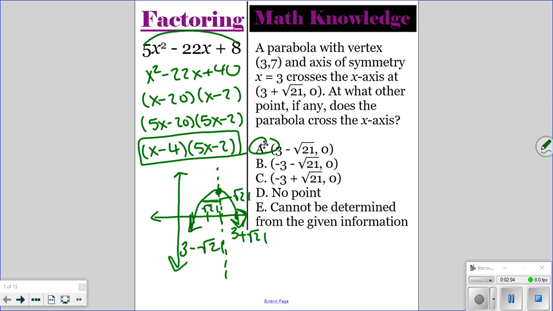The only time it would be no point is if the vertex were on the axis of symmetry. Otherwise, you're always going to cross the x-axis at 2 places or at no places. So if it crosses at 1, it's going to have another unless it was the vertex.